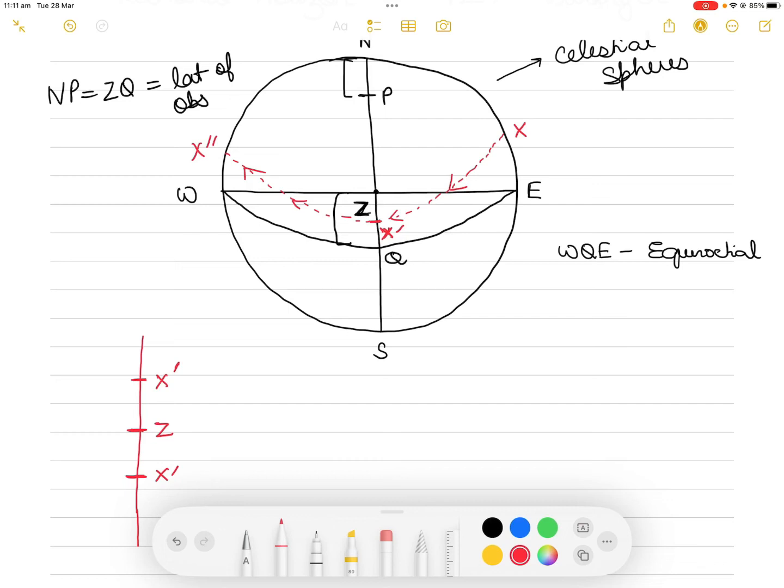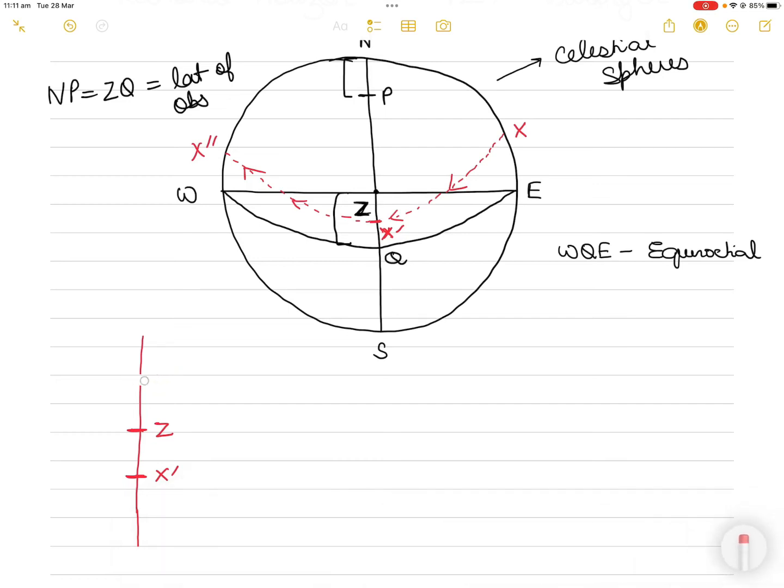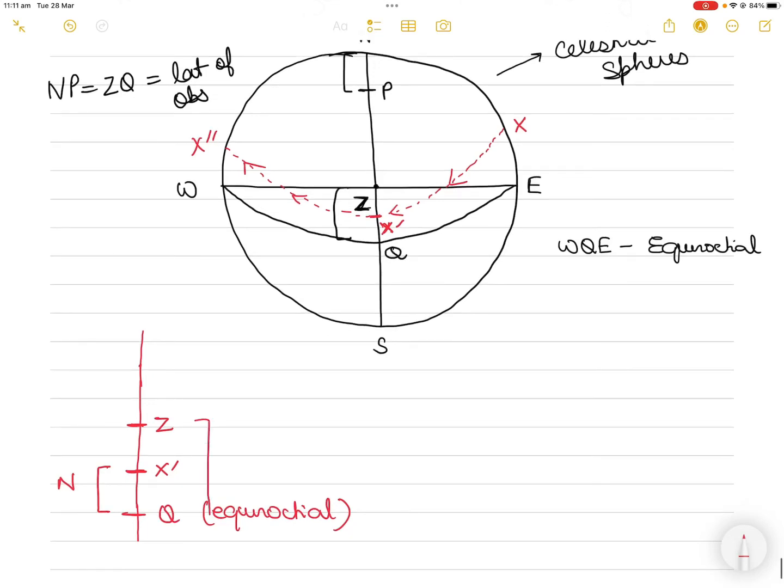So in this case, let me get rid of one of these x's. So in this case, let's say I draw Q here. Remember, Q is the celestial equator and I call it equinoctial. So in this case, the declination of the celestial body is north because the celestial body is north of the equator, and the latitude of the observer is also north because the observer is also north of the equator. But the celestial body is bearing south of the observer.